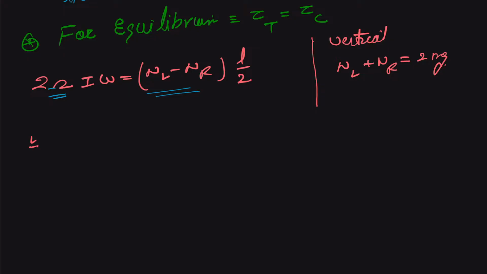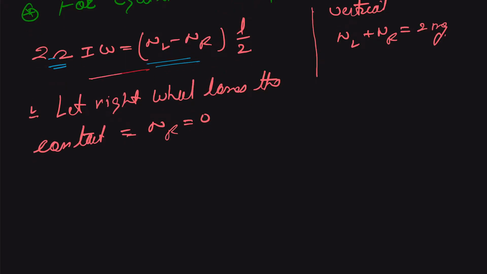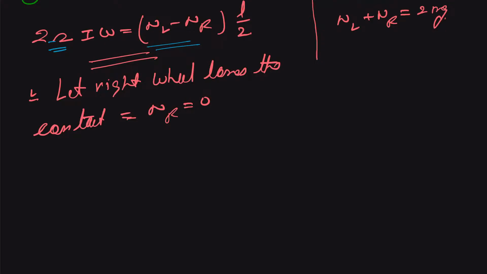So we can say, let the right wheel lose the contact. So obviously the normal of our right wheel will be equal to 0, and since the normal of the right wheel is equal to 0, we can substitute in this equation, and we get this as twice omega I times omega is equal to the normal of our left times L by 2.